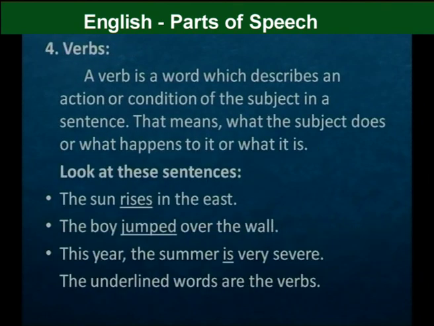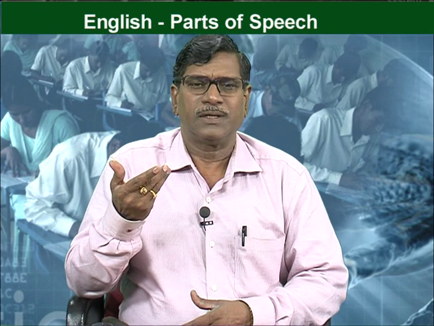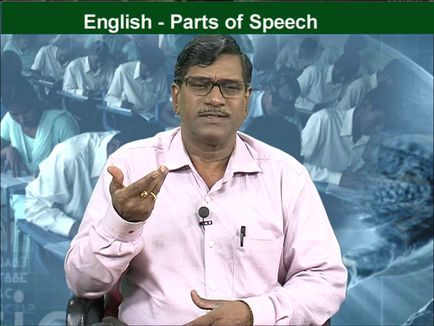The fourth variety of the words or the parts of speech is verbs. A verb is a word which describes an action or condition of the subject in a sentence. So, what is a verb? A verb is a word which describes an action. Same thing. A verb is a word which describes an action or the condition of the subject in a sentence.